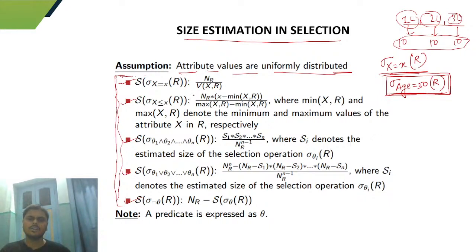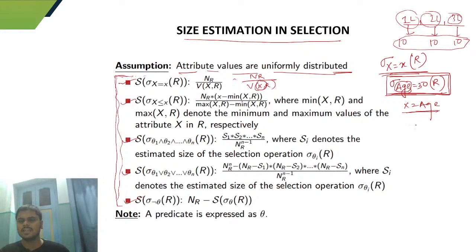Okay, so the formula here is n r divided by v of x comma r, where x is the attribute we are searching for. So here x is nothing but age, because we are searching for age only.